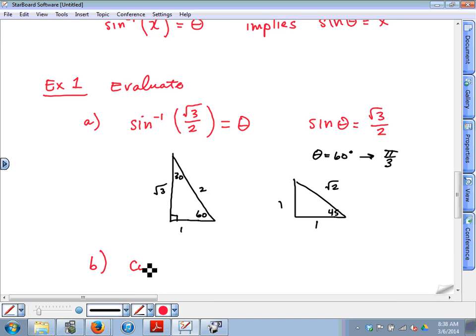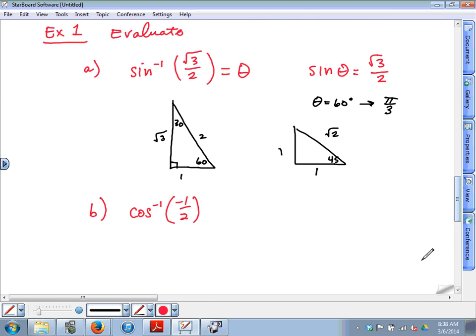Let's try part B. Inverse cosine, negative 1/2. Now just everybody stop for just a second. We defined the inverse cosine to give outputs in quadrant 1 or quadrant 2, correct? That's how we define inverse cosine. Because we're taking the inverse cosine of something that's negative, where is our angle supposed to be? In which quadrant should our angle be?